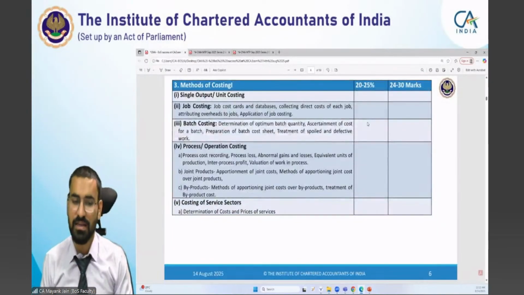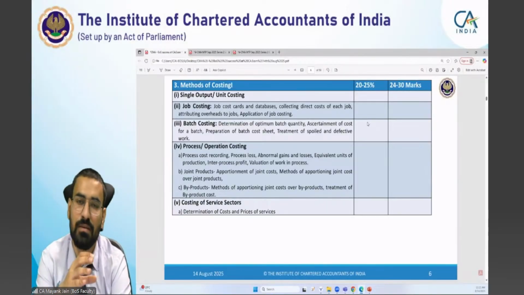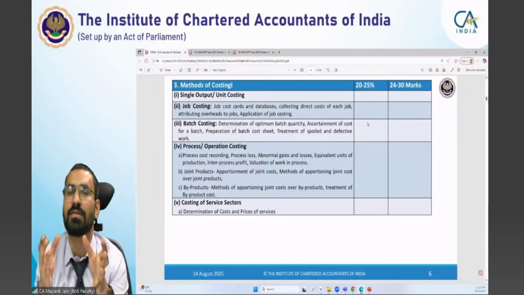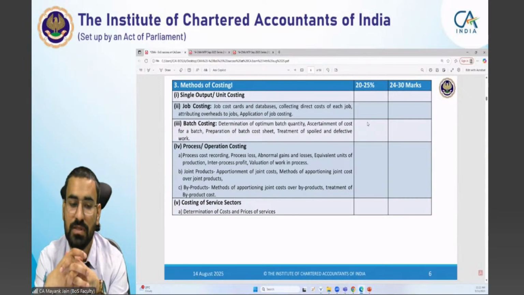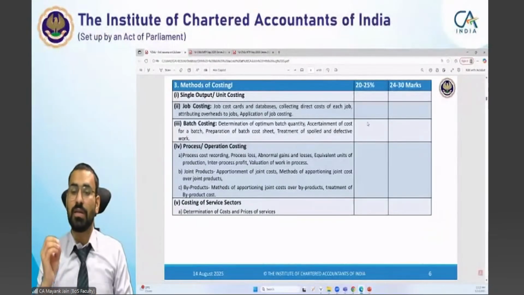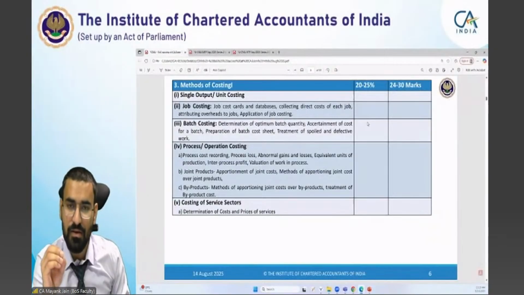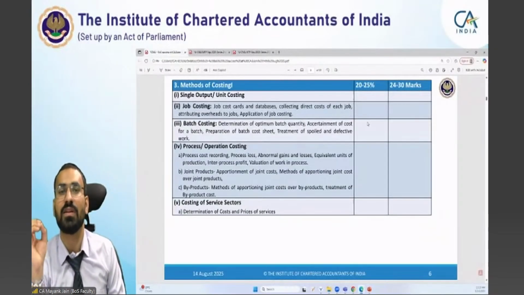The next part is methods of costing. Which method is to be applied? Process costing. While something is prepared in batch 1, batch 2, you have to apply batch costing, and if you are given a particular job like interior decoration, you have to apply job costing. These are the different methods, covering around 24 to 30 marks, which means 20 to 25% of the marks. This covers both theoretical and practical questions. You have to go through everything from the study material.